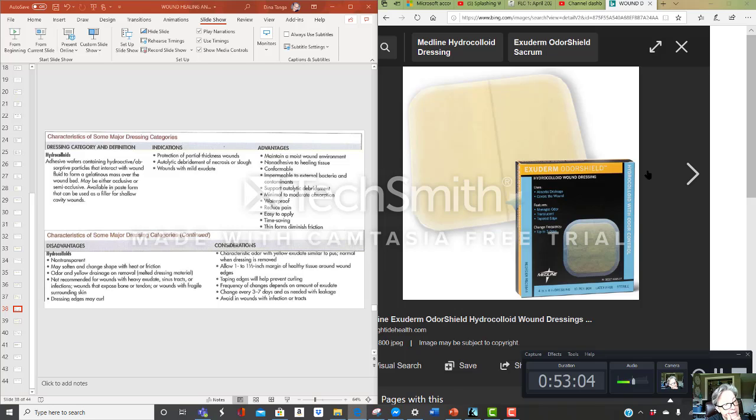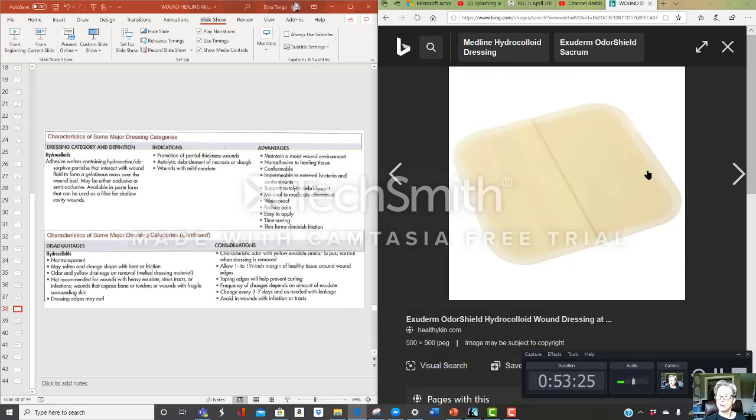Disadvantages is they're not transparent, may soften and change shape with heat and friction. Odor and yellow drainage on removal. Melted dressing material not recommended for wounds with heavy exudate, sinus tracts, infections, wounds that expose bone and tendon, or wounds with fragile surrounding skin, and the edges may curl.